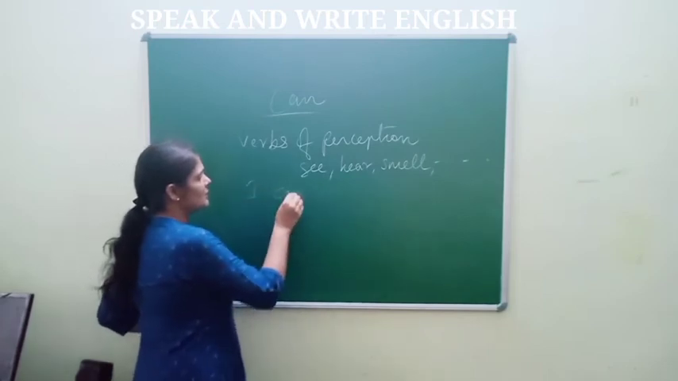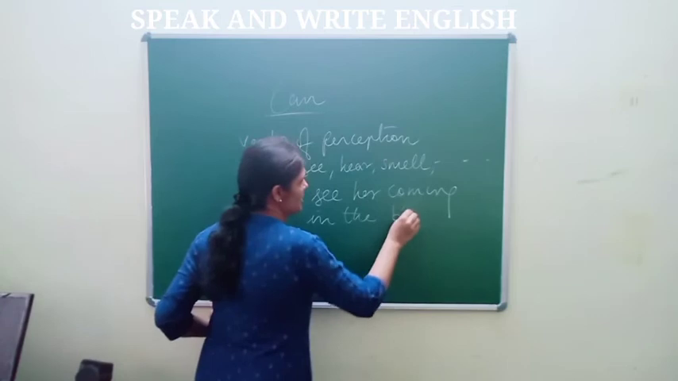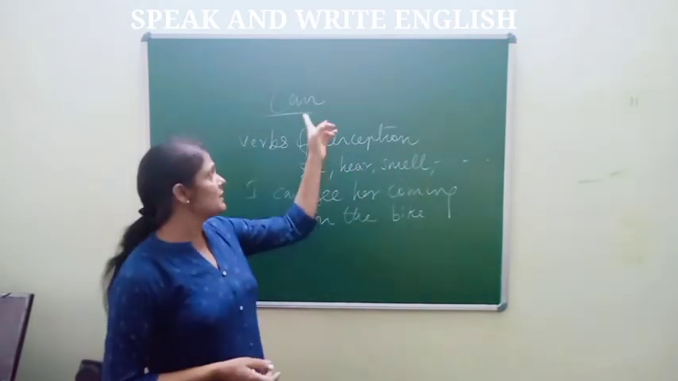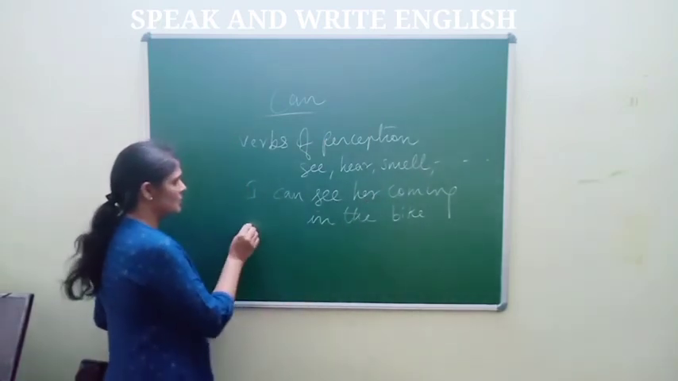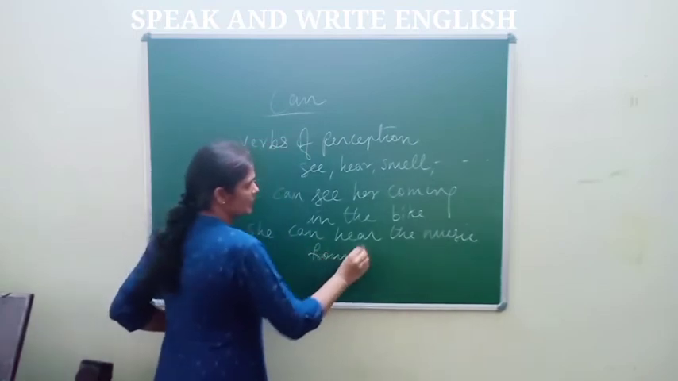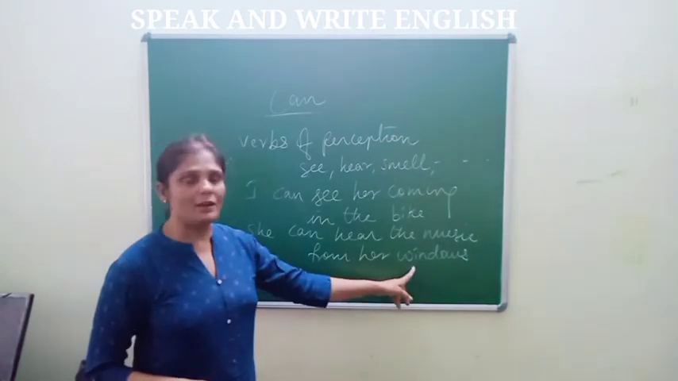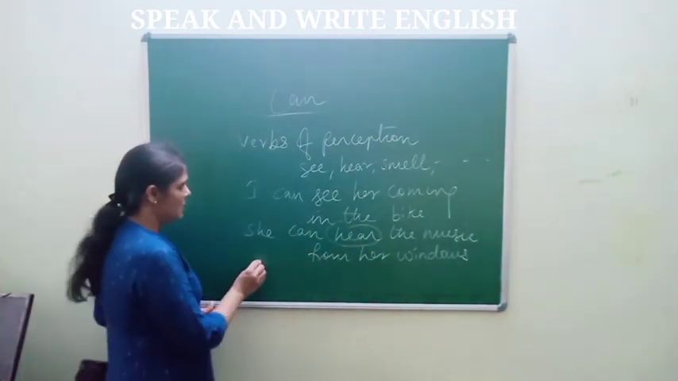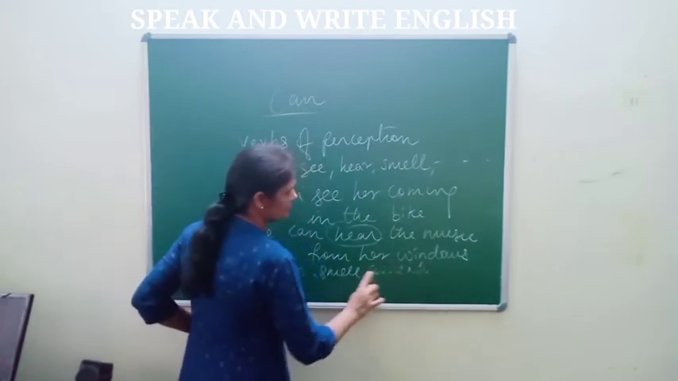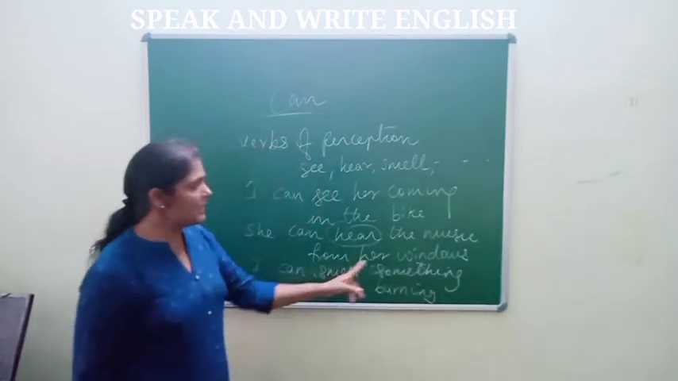For example, I can see her coming in the bike. With the verbs of perception, see, hear, smell, we can make use of the modal can. I can see her coming in the bike. She can hear the music from her windows. Again, here is a verb of perception. I can smell something burning.